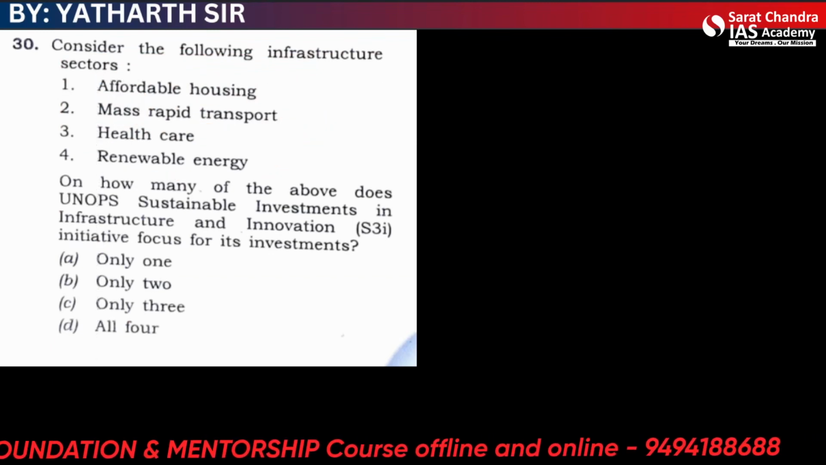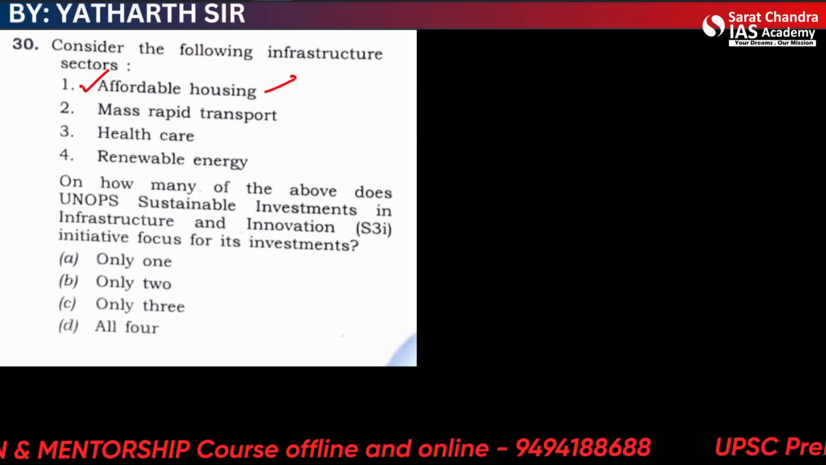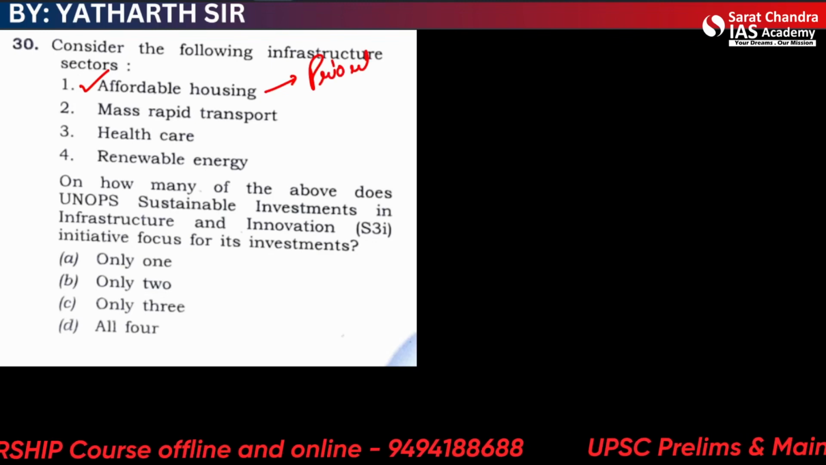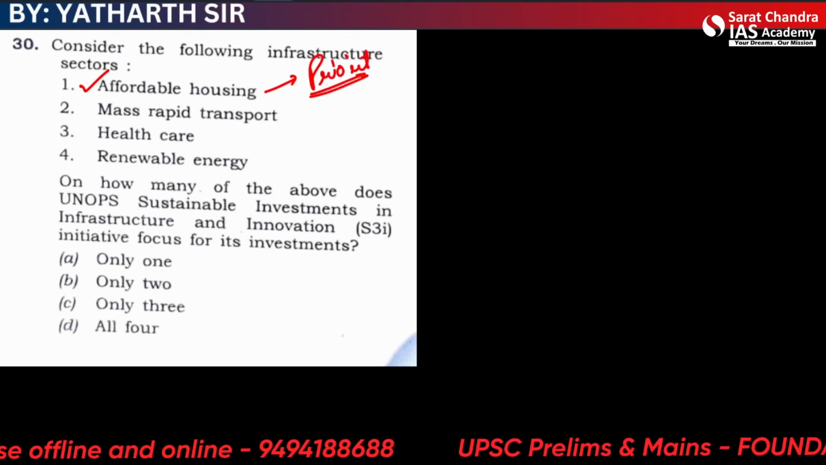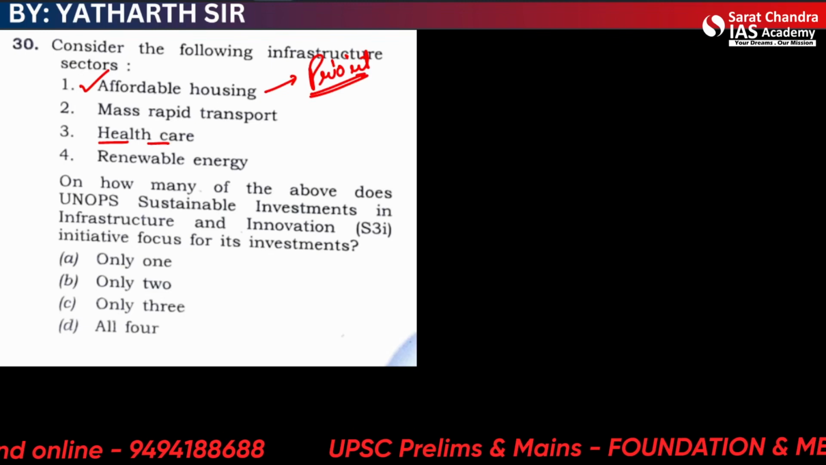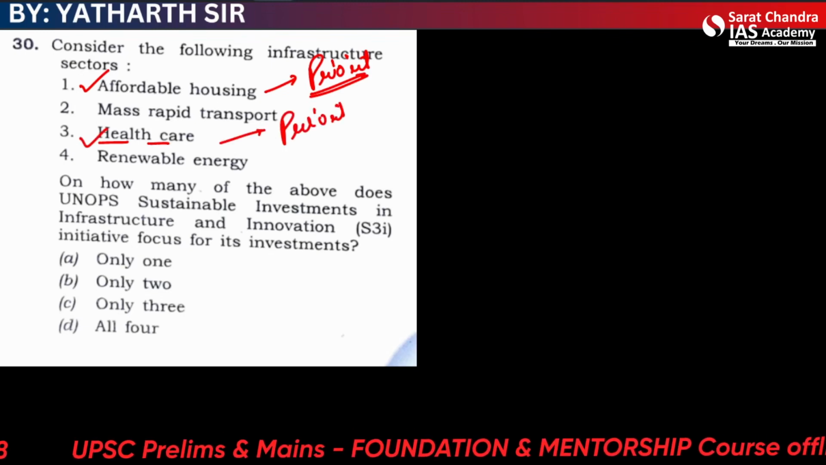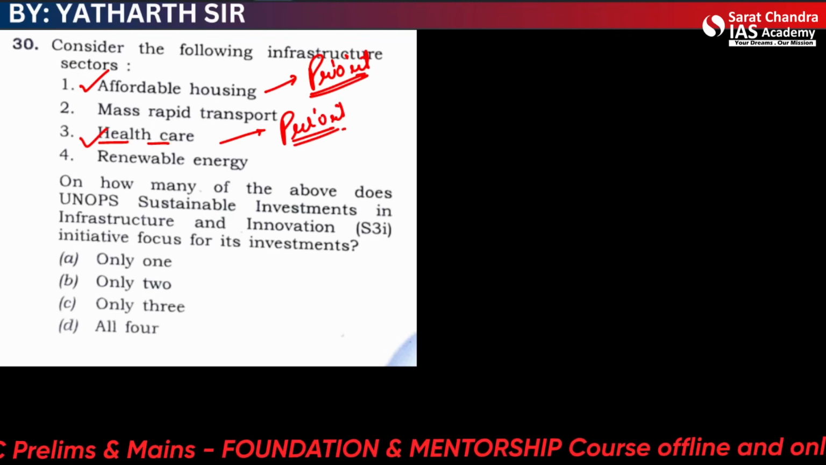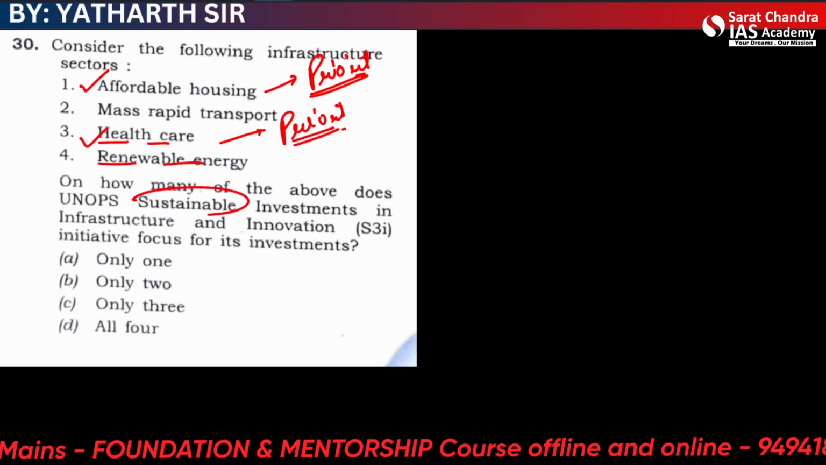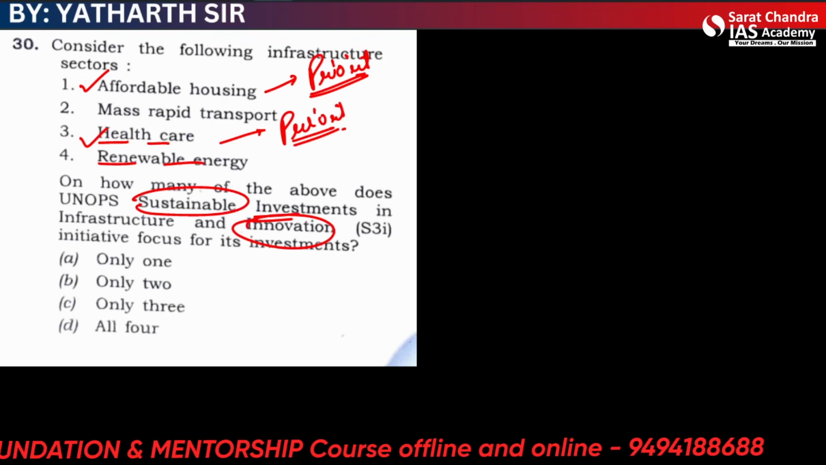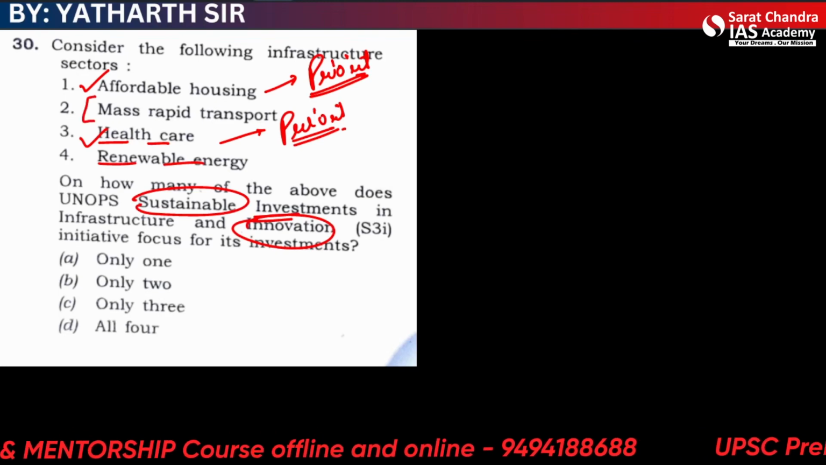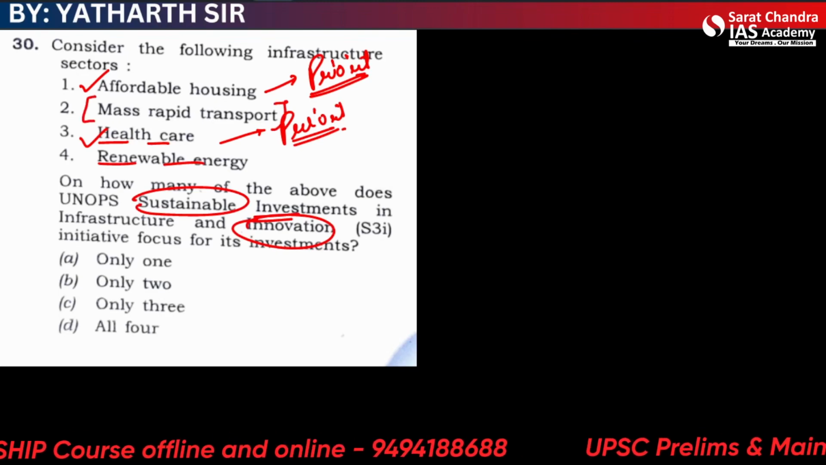However, affordable housing is a priority in the peacekeeping setting and security areas. Healthcare, it's a priority. Okay. Renewable energy, it goes with sustainable investment, innovation. The mass rapid transport may seem like an absurdity for a while. Let's see.